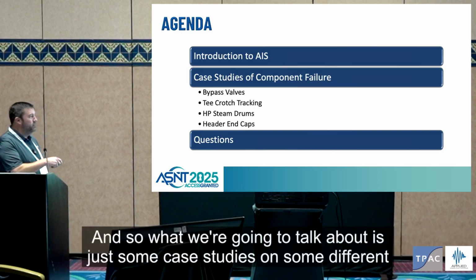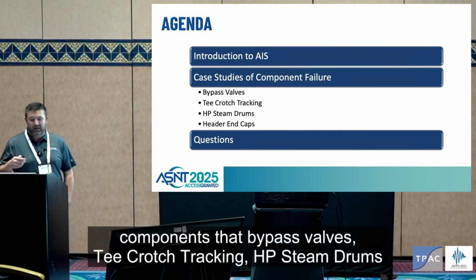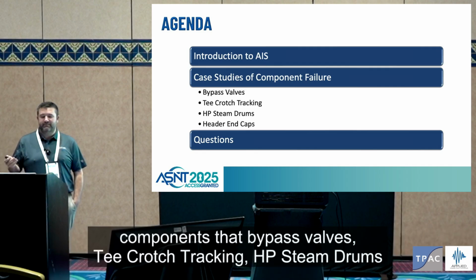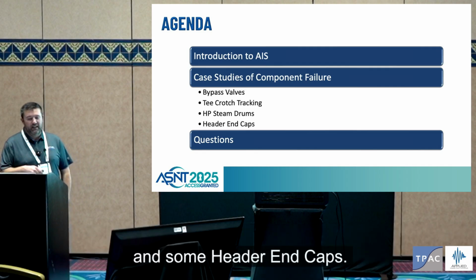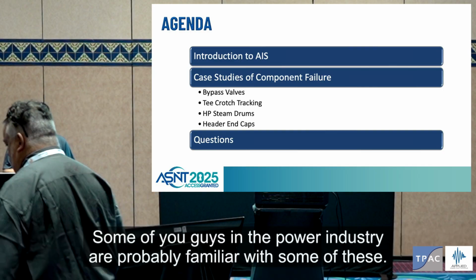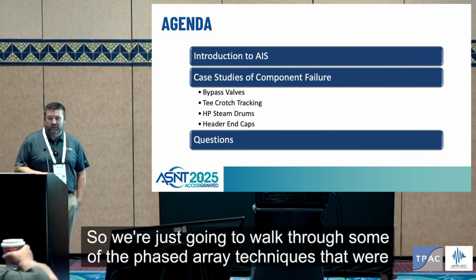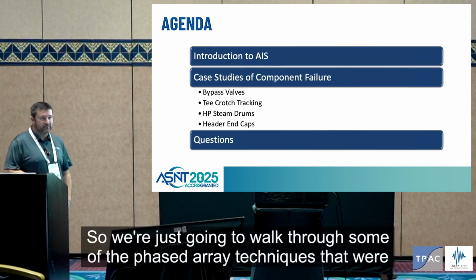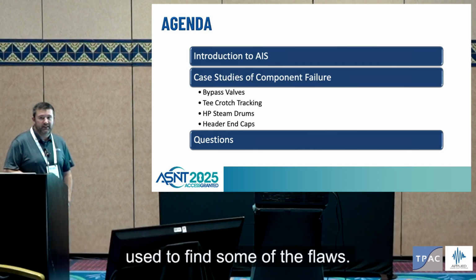And so what we're going to talk about is just some case studies on some different components. That's bypass valves, T-crotch cracking, HP steam drums, and some header end caps. Some of you guys in the power industry are probably familiar with some of these. So we're just going to walk through some of the phased array techniques that were used to find some of the flaws.